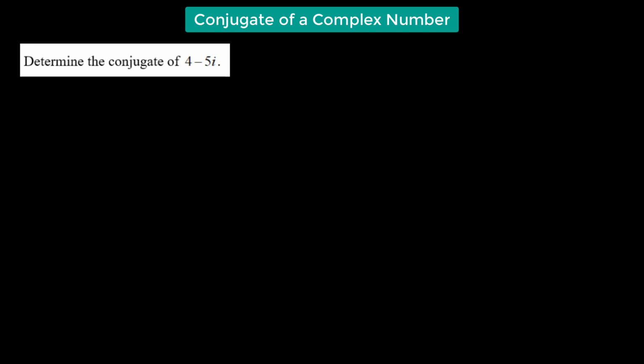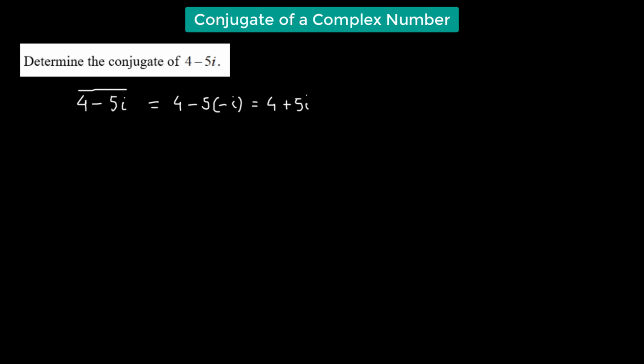So in this question, we have to determine the conjugate of 4 minus 5i. The conjugate can be represented as a bar over the complex number 4 minus 5i, and we'll simply replace i by negative i. So that makes it 4 plus 5i. So that is the conjugate of 4 minus 5i.